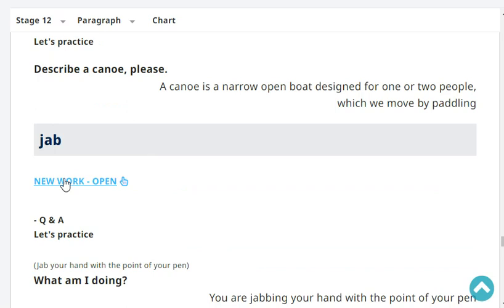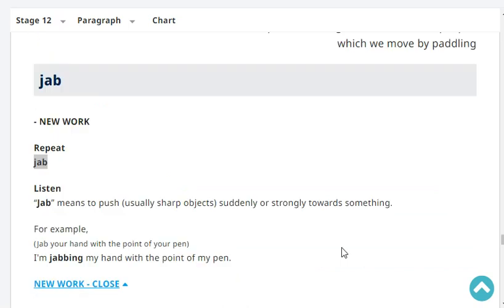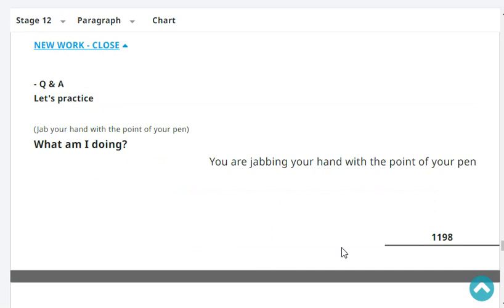Next, repeat. Jab. Jab. Very good. Okay, listen. Jab means to push an object suddenly or strongly towards something. For example, I'm jabbing my hand with the point of my pen. Let's practice. What am I doing? You are jabbing your hand with the point of your pen.